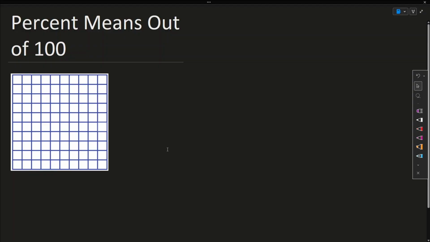Let's begin with a percent grid. A percent grid is usually a 10 by 10 grid. That means it has 10 rows and 10 columns. And since we know that 10 times 10 is 100, there are 100 small squares in the grid. We use this grid to represent one whole, or 100%. So one full grid is 100%.